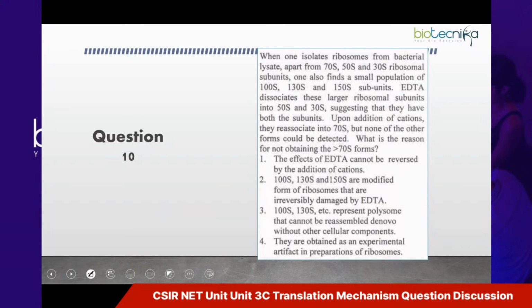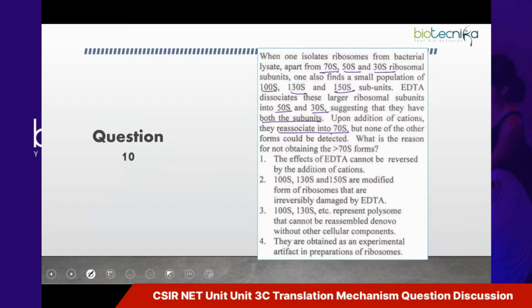When one isolates ribosomes from bacterial lysate, apart from 70S, 50S and 30S ribosomal subunits, one also finds a small population of 100S, 130S and 150S subunits. EDTA dissociates these larger ribosomal subunits into 50S and 30S, suggesting that they have both the subunits. Upon addition of cations, they reassociate into 70S, but none of the other forms could be detected. What is the reason for not obtaining a more than 70S form?